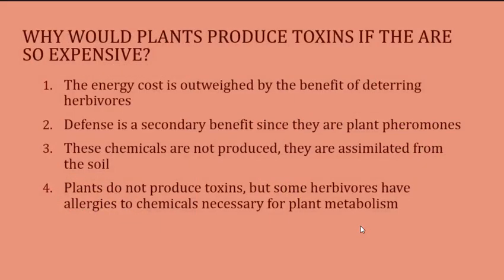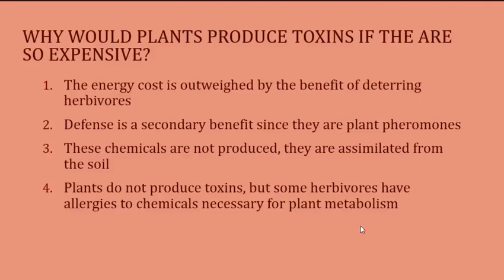So why would plants produce toxins? Toxins are very expensive to produce. So why would a plant bother to do that if it also has to make reproductive structures like flowers, which are expensive, things like that? One: the energy cost is outweighed by the benefit of deterring herbivores. Two: the defense is a secondary benefit since they're actually plant pheromones. Three: these chemicals are not produced, they're assimilated from the soil. Four: plants do not produce toxins, but some herbivores have allergies to chemicals necessary for plant metabolism.